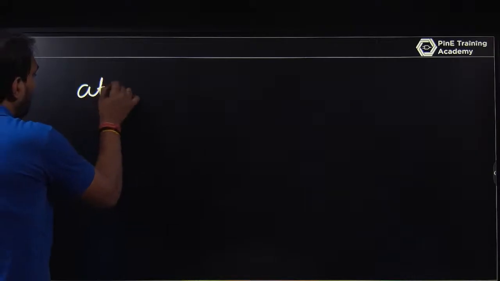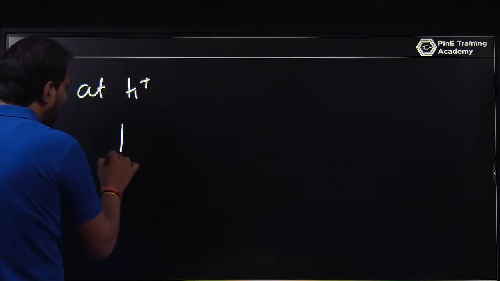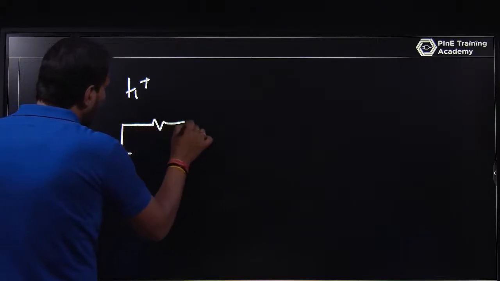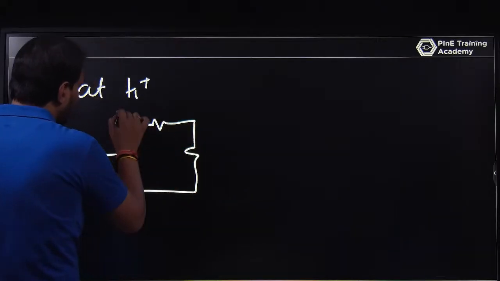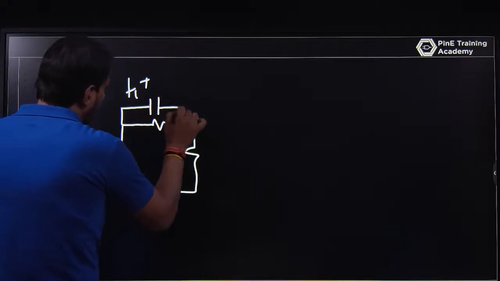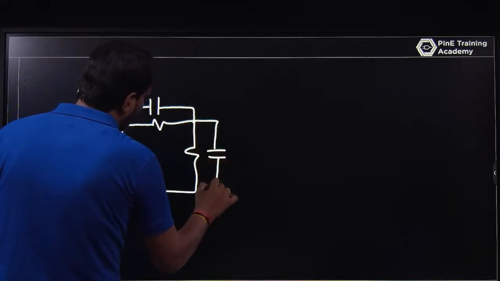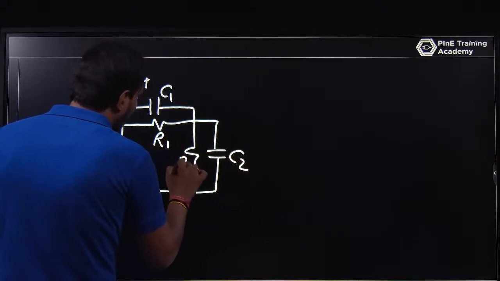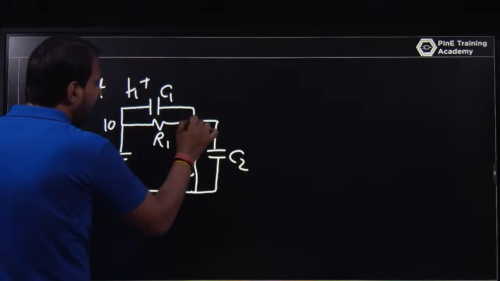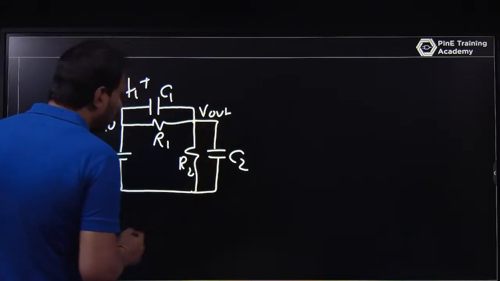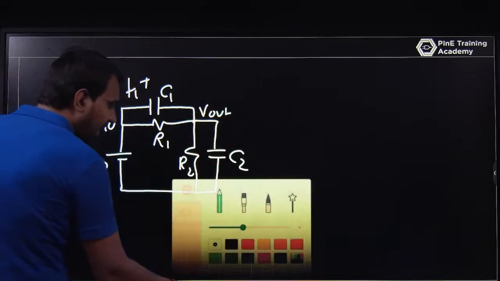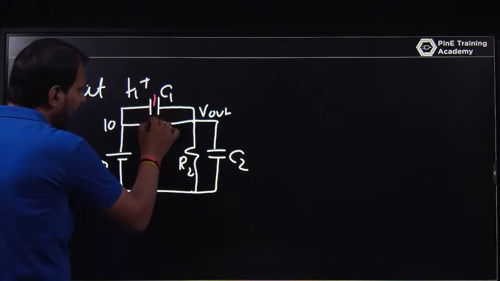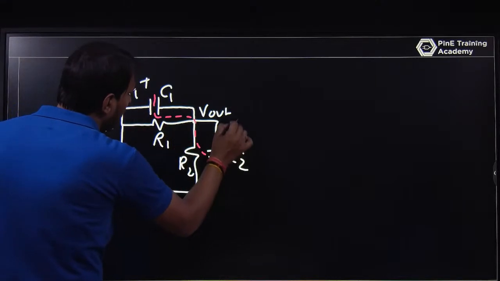So at T1 plus, the current is very large through C1 and C2. This will be 10 and this will be V out. You can use the basic definition of charge conservation, which is charge conservation between the two conducting plates.